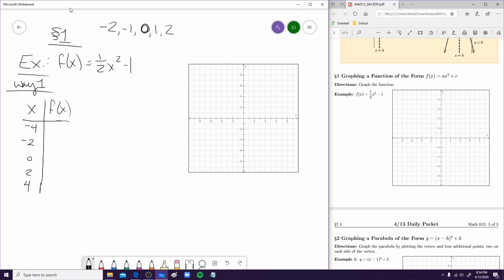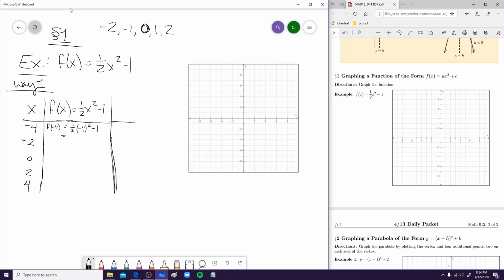So when I have -4, maybe I can make this into 3 columns first, so you guys can really see what I'm doing. For a function, what does it mean? It means when I take a value and plug it into my function, which kind of has a formula, I'm going to solve that formula. So f of -4 is equal to 1/2 times -4 quantity squared minus 1.